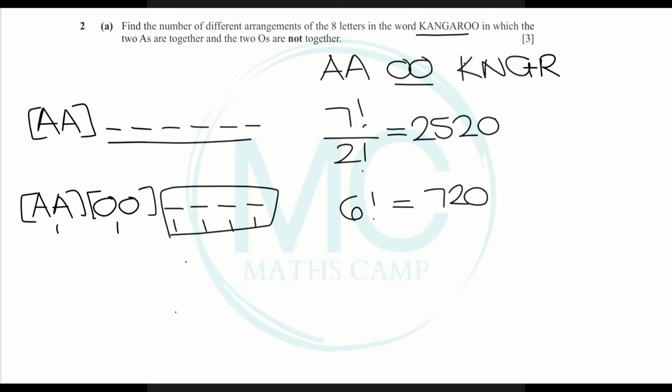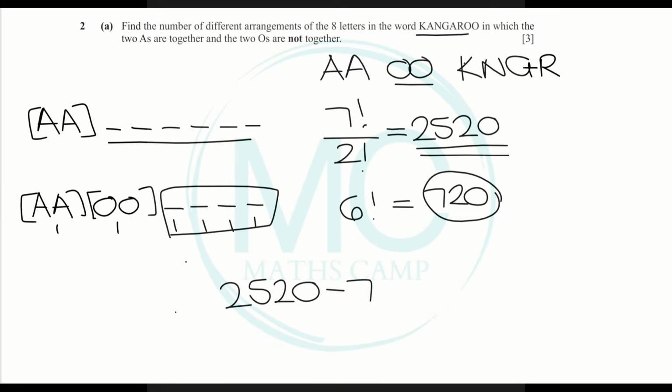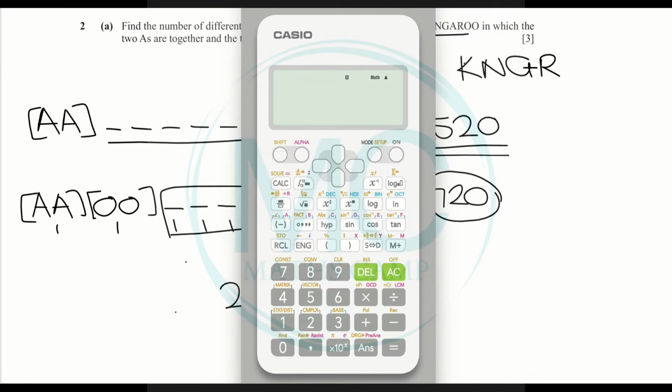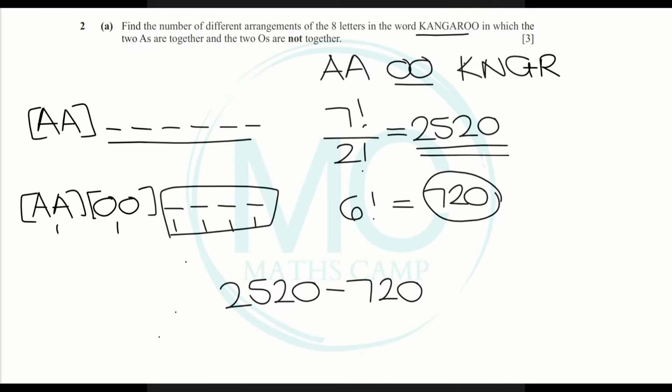If there are 720 arrangements where the A's and the O's are together, and 2,520 when only the A's are together, I can subtract 720 from 2,520. So 2,520 minus 720. Now I can take my calculator. 2,520 minus 720 is equal to 1,800. This is the number of arrangements where the O's are not together.